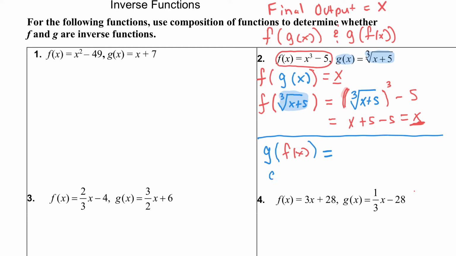I have g of parentheses, f of x is x to the third power minus 5. So now I'm going to look at g of x. What is g of x? g of x is going to be the cube root. And see how you have x in here? So you're going to substitute x with x to the third power minus 5. And then what you have on the outside of g is plus 5.